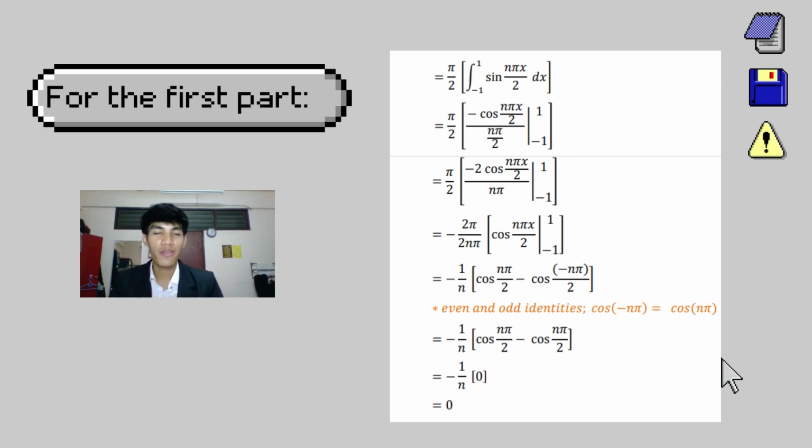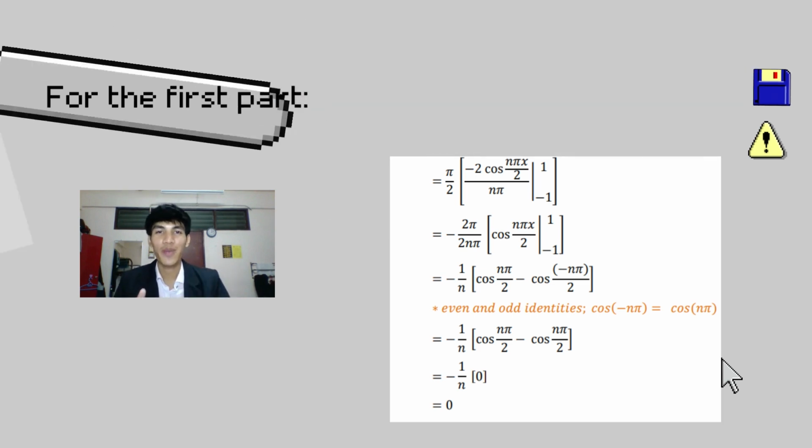Then, by inserting the limit from negative 1 until 1, we get cos n pi over 2 minus cos in the bracket negative n pi over 2. And we know from the even and odd identities that the cosine of a negative angle is equal to the corresponding positive angle of cosine. In other words, the value of cosine remains the same when the angle is flipped. Then, by applying this identity into our equation, we get cos n pi over 2 minus cos n pi over 2, which is 0. So, that's it for our first part.